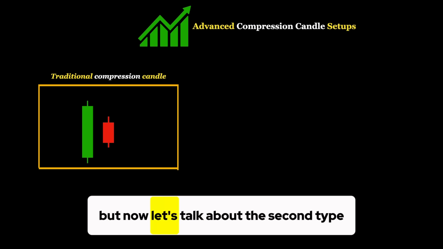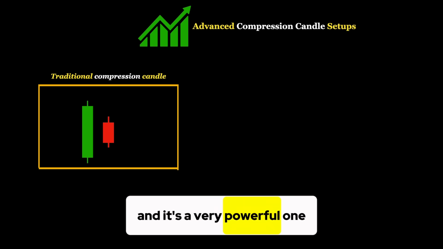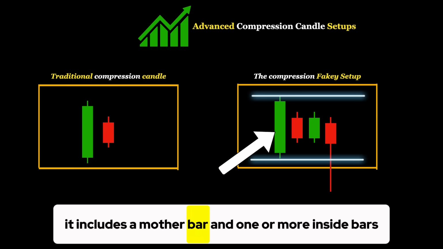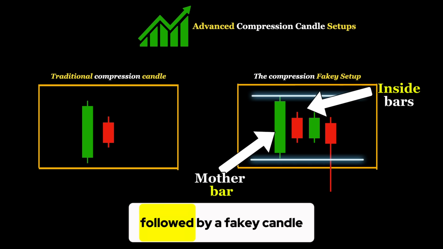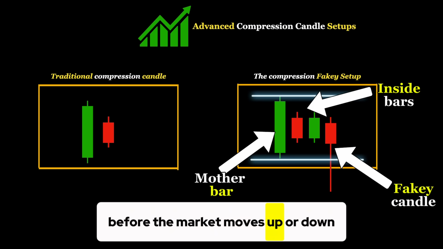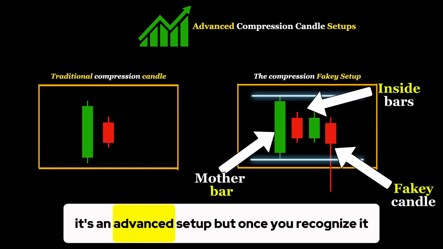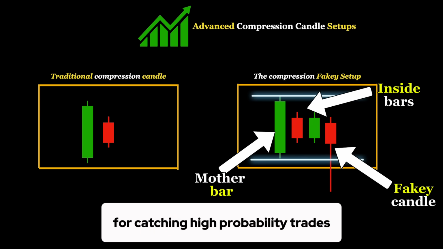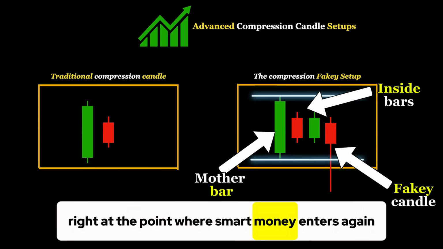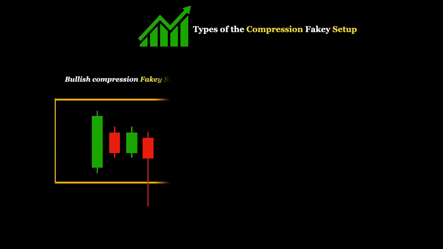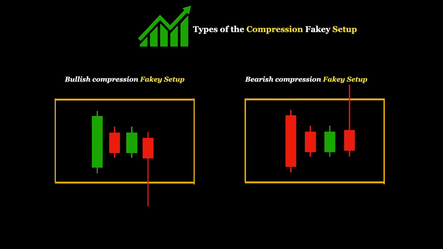But now let's talk about the second type, and it's a very powerful one. This one is called the compression fakie setup. It includes a mother bar and one or more inside bars, followed by a fakie candle that creates a liquidity sweep before the market moves up or down. It's an advanced setup, but once you recognize it, you'll see how powerful it is for catching high probability trades, right at the point where smart money enters again. There are two types of the compression fakie setup, one for bullish moves and one for bearish moves. Let's start with the bullish compression fakie setup.